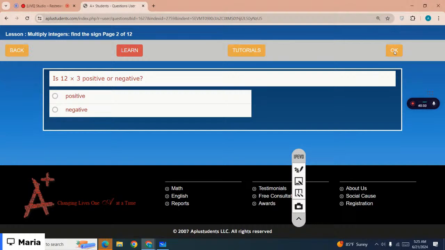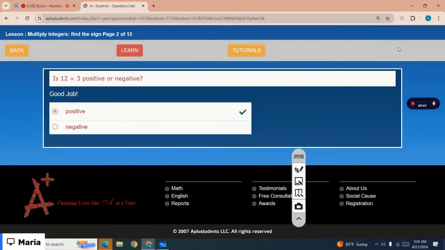Both the numbers are positive, so the answer must be positive, right? Both the numbers have the same signs, so the answer is positive. So the correct option is positive.